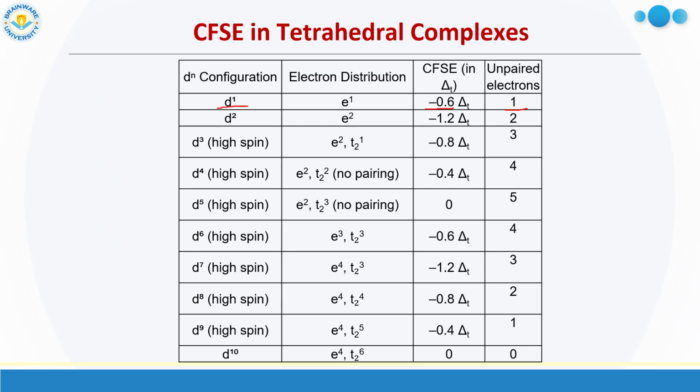Now going to the d2, two e orbitals each having one electron. This is the case. So how much energy? Minus 0.6 into 2, minus 1.2. How many unpaired electrons? 2.